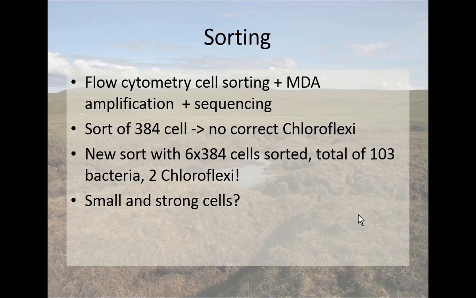Then there was a new sort with 6 times 384 cells, so over several thousands of cells were sorted. And of all of these, we could only get 103 bacterial cells, or bacterial 16S signatures, and of those 2 were Chloroflexi. That made me really happy at that point. And it really shows that the Chloroflexi cells are either really small or really strong.